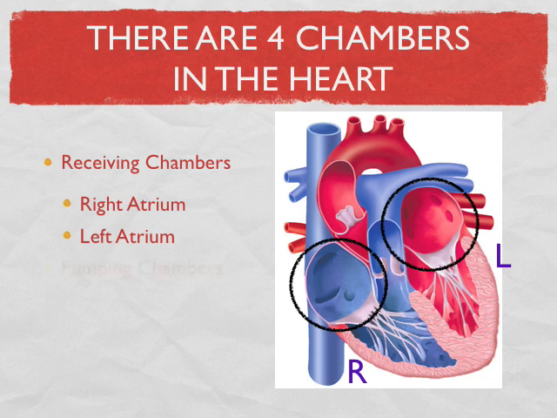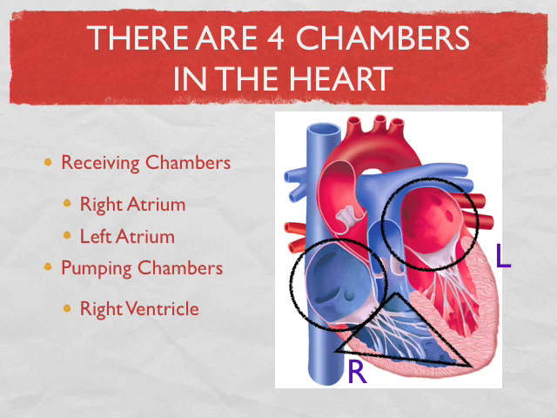Now there are also 2 pumping chambers, and those are down here in the lower area. And the one on the right side is called the right ventricle. Okay, and the one on the left side is called, of course, the left ventricle. So it shouldn't be too difficult in any picture you're ever looking at to be able to name these 4 chambers.